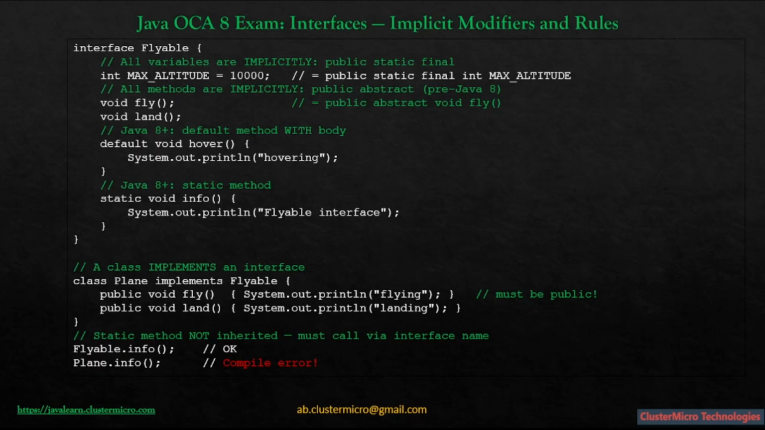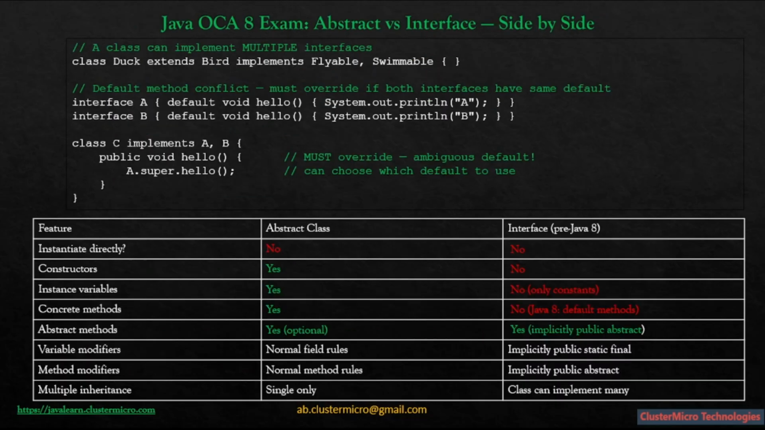Okay. So three things to remember: interface variables are always public, static, final. They are constants, never instance state. Implementing class methods must be public and cannot narrow the access. And interface static methods are not inherited, so you must call them through the interface name only. Okay. So abstract versus interface side by side, right?